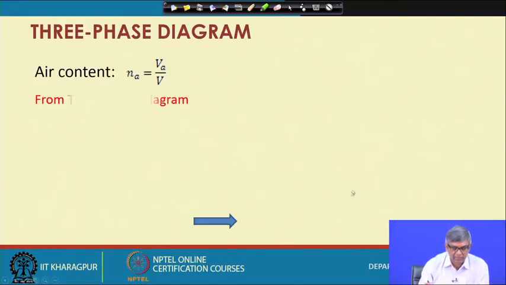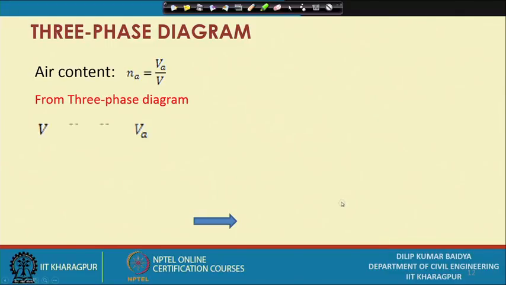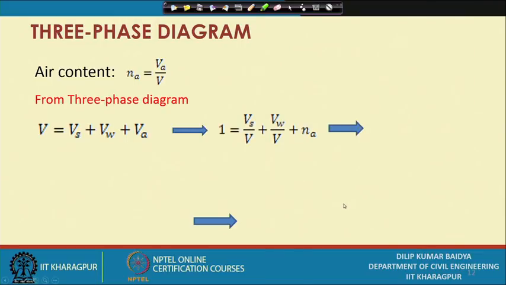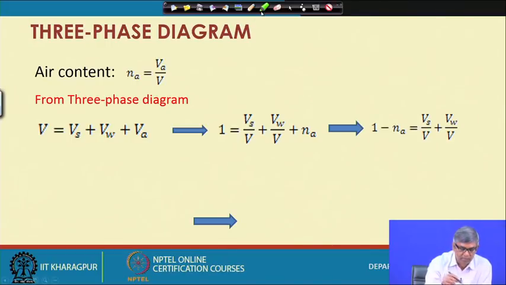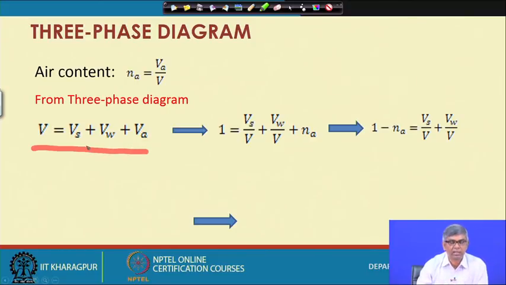Now, air content. Air content is defined as Na, which is by definition Va by total volume. That means, with respect to total volume, how much volume of air is present. As we have done in the three-phase diagram, the total V can be expressed as Vs plus Vw plus Va.